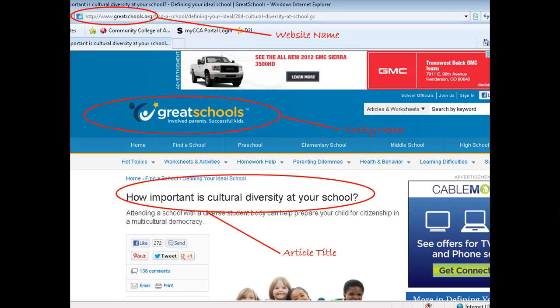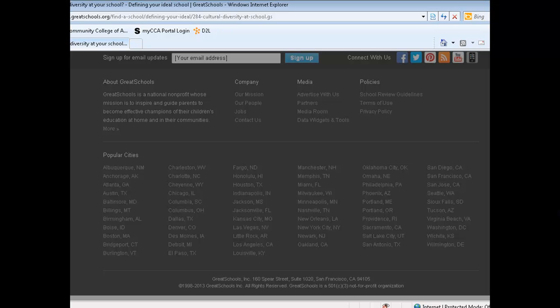Now let's look at the bottom of the web page. The bottom of the web page, we have Great Schools Inc. circled. Whenever you see Inc. at the bottom of a page, or if you're using a book, or if you see like Corp, it's telling you that this is a group of people who own what you're about to read. This is all publication information.